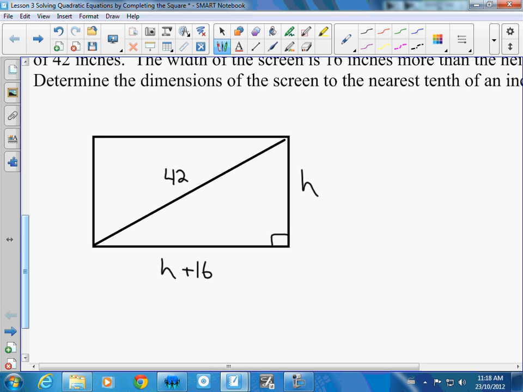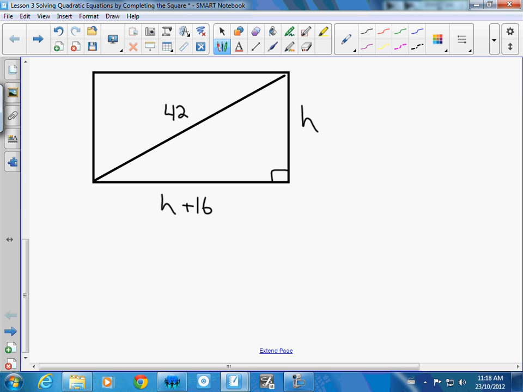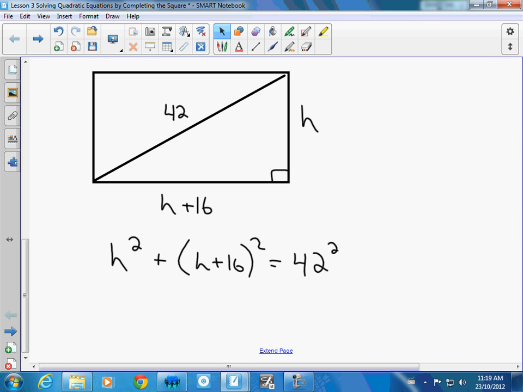How do we solve for h? Pythagorean theorem, right? If we have a right angle triangle, is it the rule that the two shorter sides, if you square them and add them together, will give you the square of the longer side? Isn't that Pythagorean theorem? So the formula is h squared plus, what's the width? H plus 16 squared equals 42 squared. Doesn't that work out that way? Yeah, it is. Pythagorean theorem.